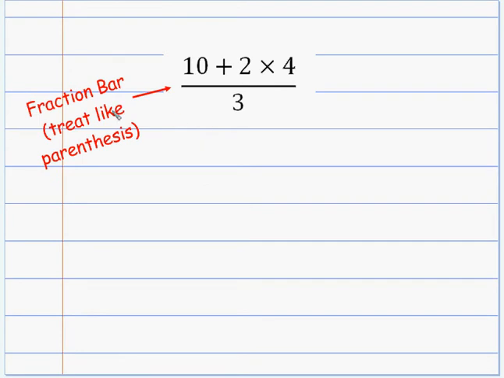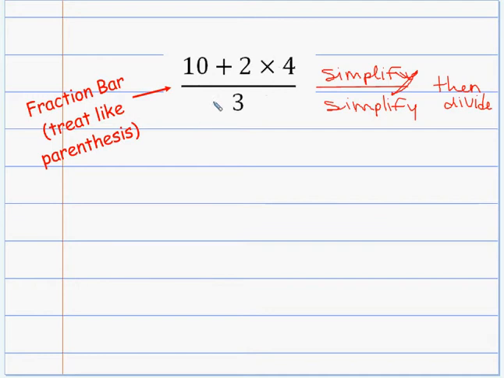Okay, a fraction bar, so we have this problem 10 plus 2 times 4 divided by 3. A fraction bar, you treat it like a parentheses. You have to simplify the numerator. Simplify and simplify, then divide. Okay, so you're going to simplify the numerator if you can, simplify the denominator if you can, then you divide them.